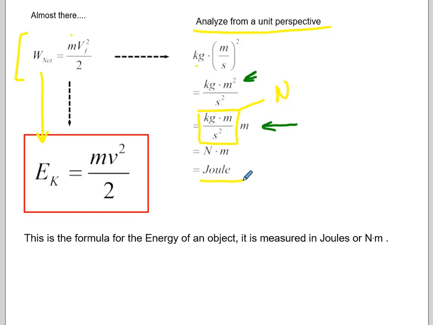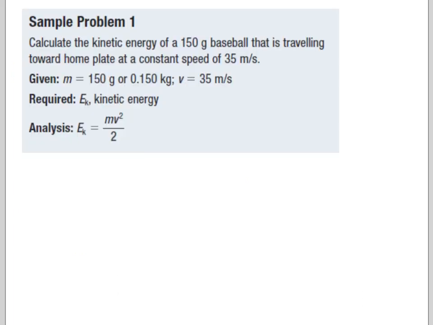And there we are. So this balances. Okay, so this is the formula for the energy of an object. It's measured in joules or Newton meters. Okay, and it's a moving object, so it needs to have some sort of velocity. So let's calculate the kinetic energy of a 150-gram baseball that is traveling toward home plate at a constant speed of 35 meters per second.